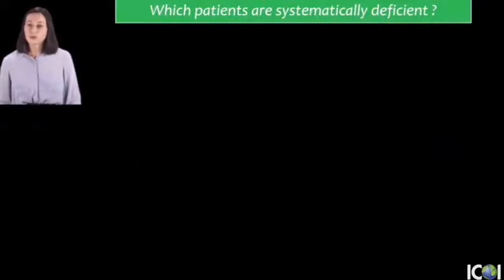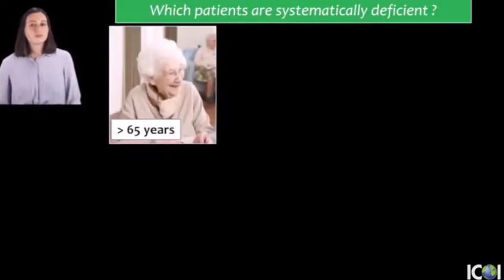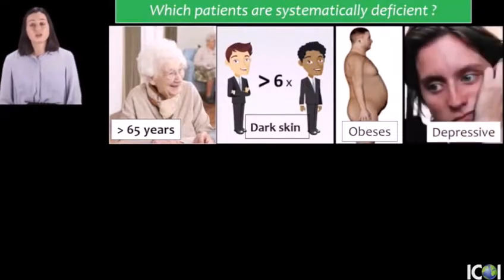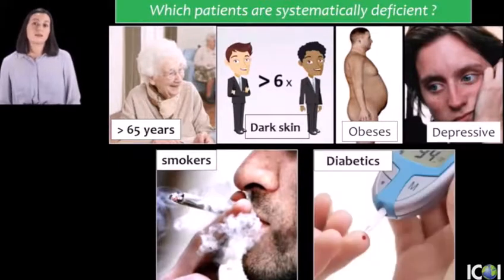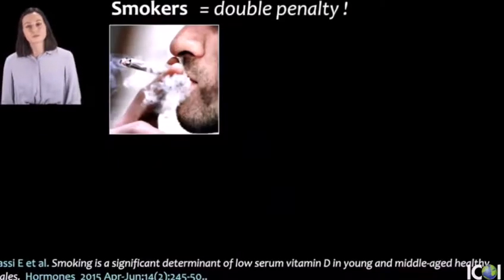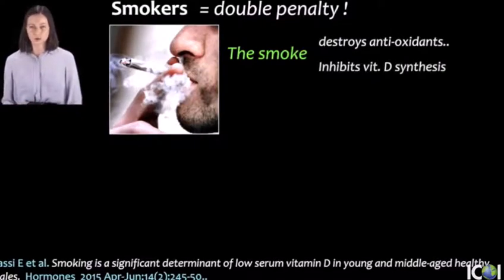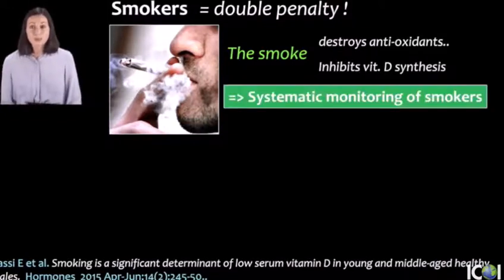We do have some types of patients that are systematically deficient. The elderly, patients with darker skin, obese patients, patients with depression, but also smokers and diabetics. Let's talk about smokers. Remember, I told you that the smoke destroys the antioxidant, but the smoke also inhibits the synthesis of vitamin D. These patients have a double penalty, and we have to systematically test them and monitor them before surgery.